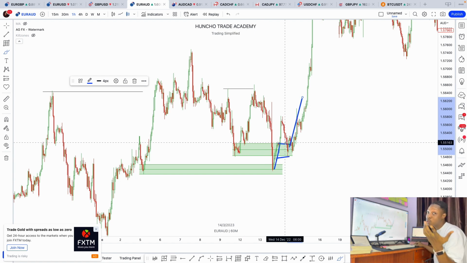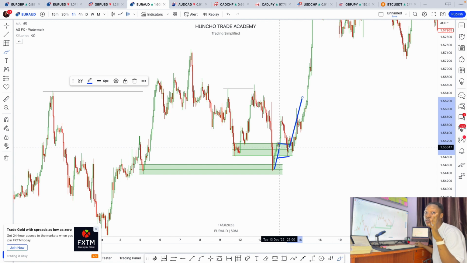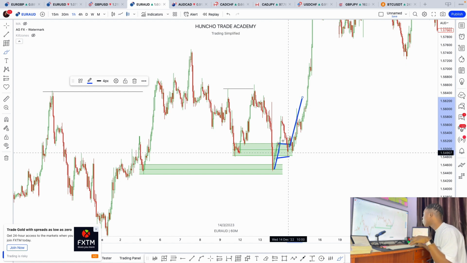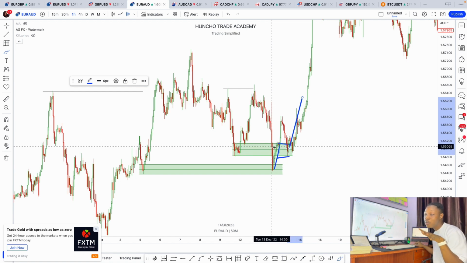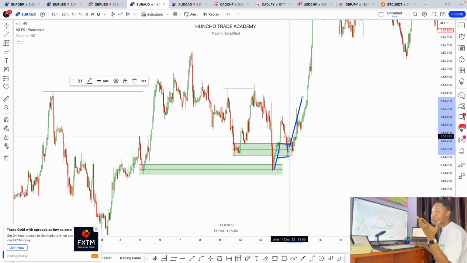So you might still want to use limit orders. I'm not disputing that. I'm not saying you shouldn't use limit orders, but this is the main reason why I don't use them anymore, because price tends to clear your order block, then move back into that order block, then start moving to the upside, right? So you can see that's exactly what happened there.